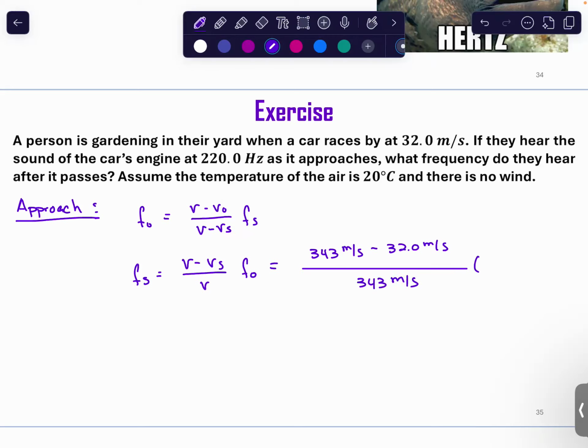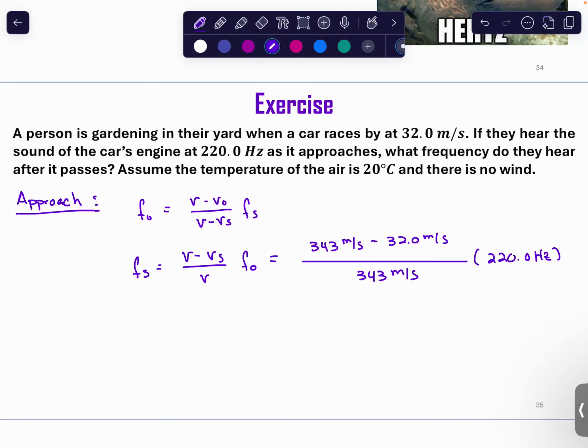Times your 220 hertz. That's what you observed as it's coming towards you. Multiplying this all up, you're going to get 199.5 hertz as the frequency emitted by the source. The same source, so that frequency is going to stay constant.